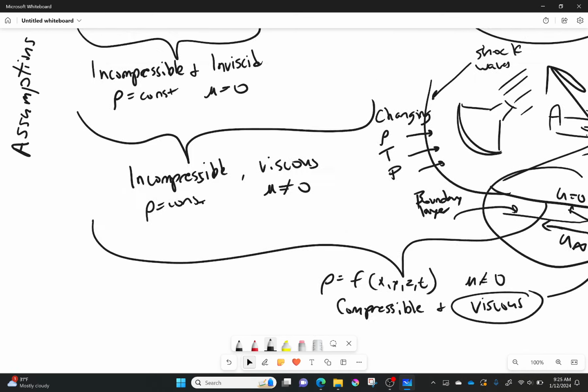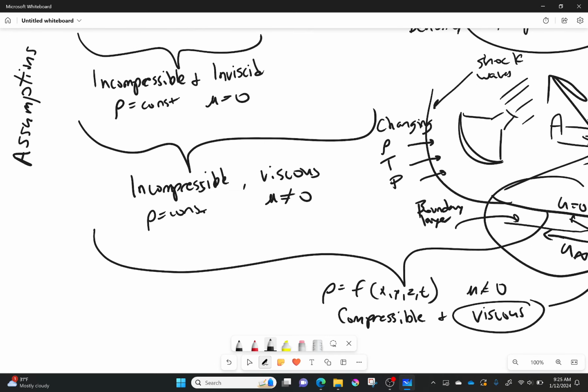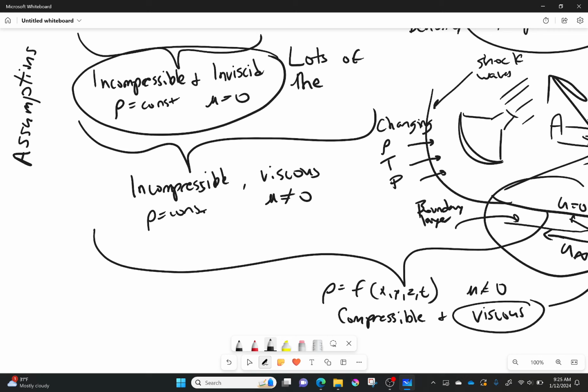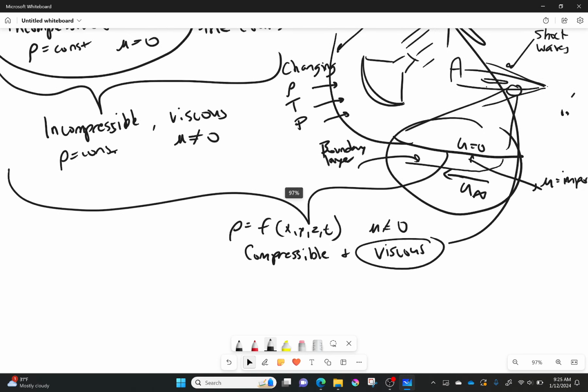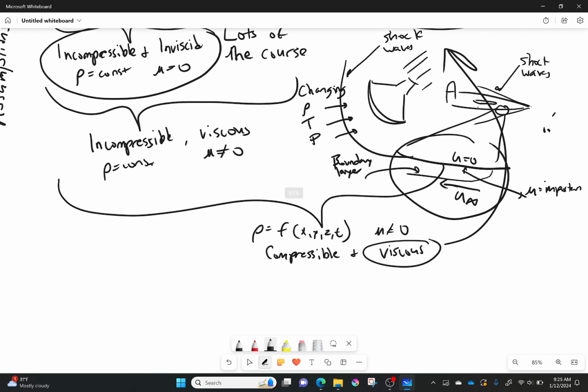Now, for most of this course, we're going to be in the incompressible and inviscid. Okay, this is going to be a lot of the course. And we're not going to be really going into compressible flow all that much this semester. And the great thing is, by having incompressible and inviscid assumptions, all of our equations that we're going to be learning about, the Navier-Stokes equations, other continuity equations, are much simpler. So that'll be very nice for us.